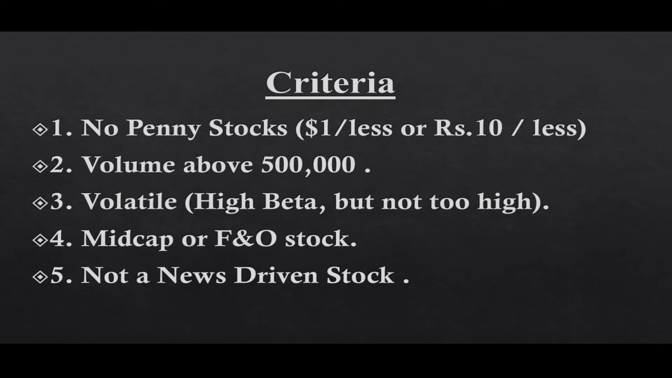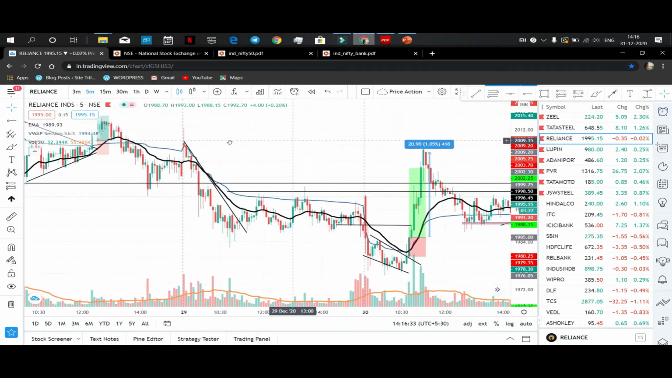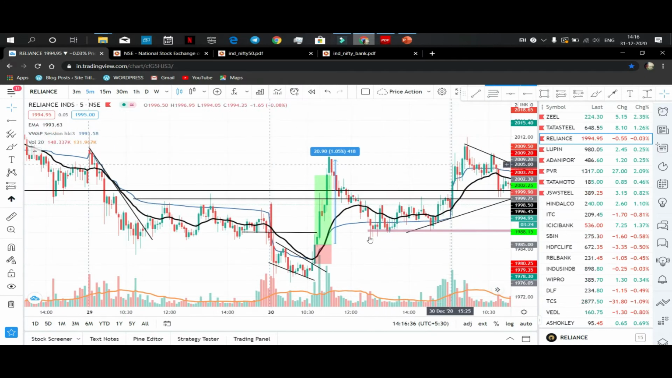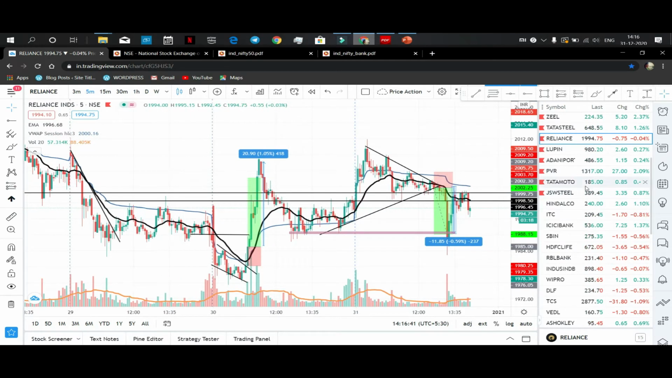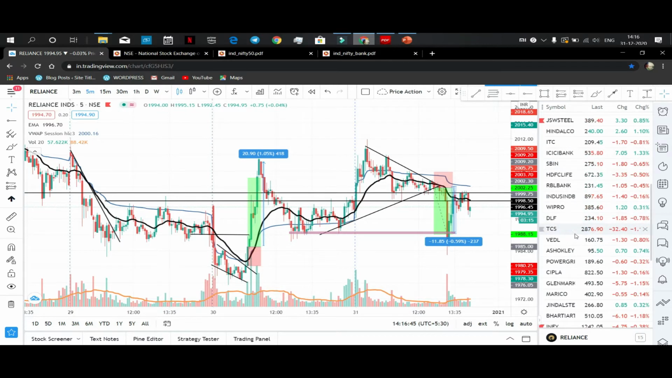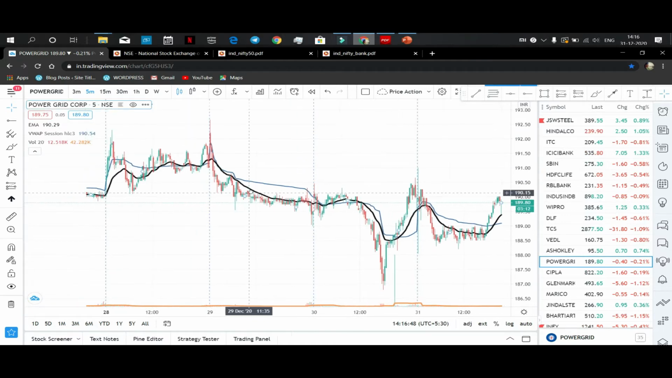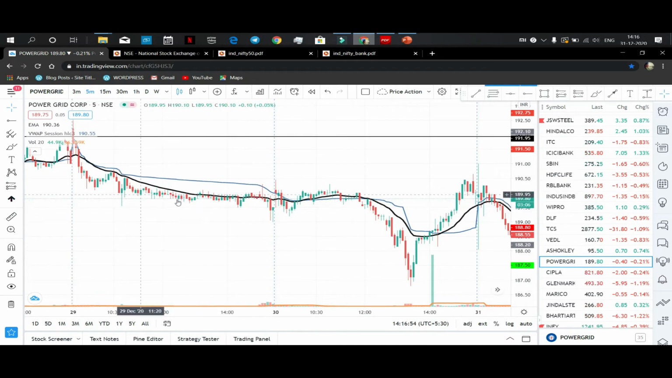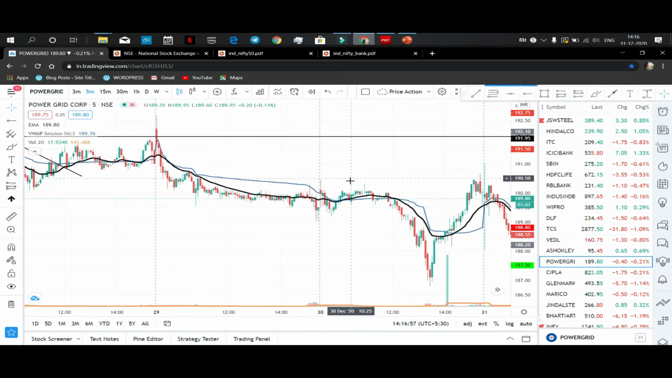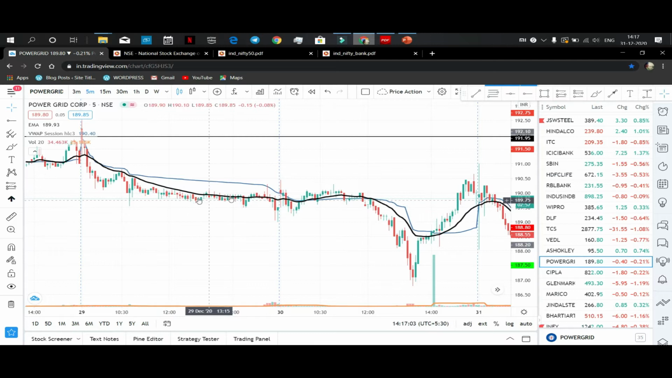The third criteria is that the stock should be volatile. It should have a high beta, but it shouldn't be too volatile. Now, what do I mean by volatility? Volatility simply means how much a stock can move. Like when I show you the chart of Reliance Industries, you can see that the stock is pretty volatile. It has good movement along with good volumes. But if I show you the chart of a company like Power Grid, this stock is really flat. It does not give a lot of good moves. Most of the time it just consolidates. So this is not a very volatile stock. You need to avoid stocks like this, because in intraday trading volatility makes money. Unless the stock moves, you don't make money, unless you are like an option writer or something.